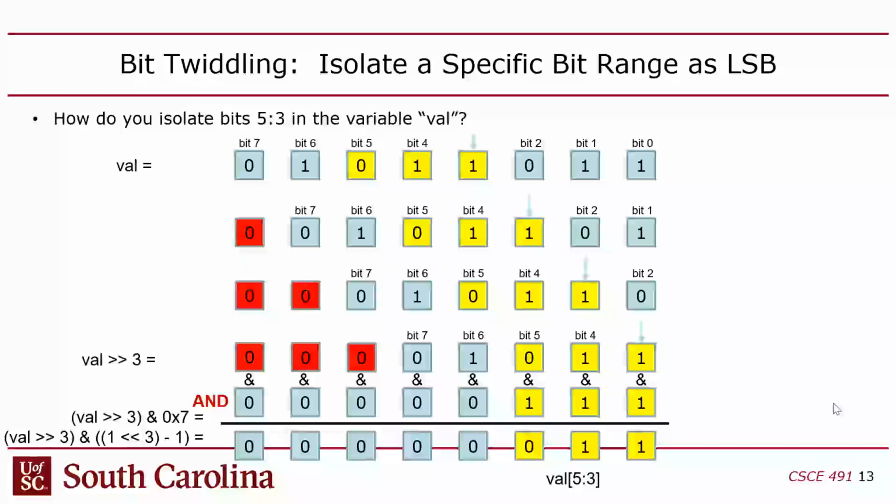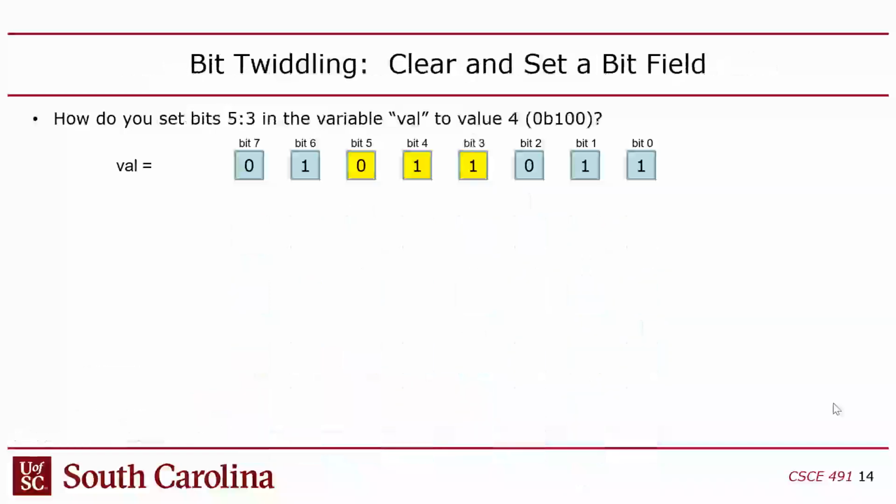So the idea is that I'm going to shift this by 3 bits to the right, and then AND it with 3 1 bits aligned on the right-hand side, which I can do with 1 shifted by 3 minus 1. I do the AND, and that way I isolate the temperature field, and I also right-justify it in the result. Okay.